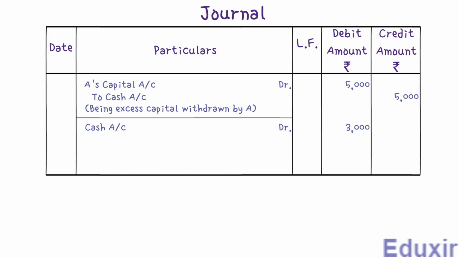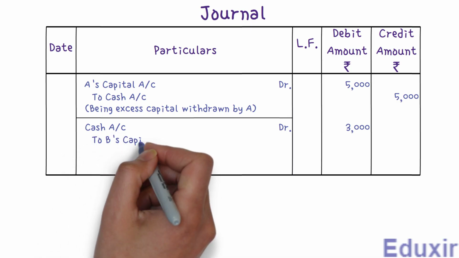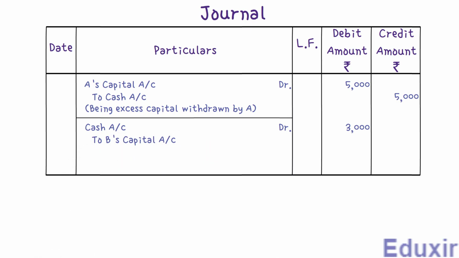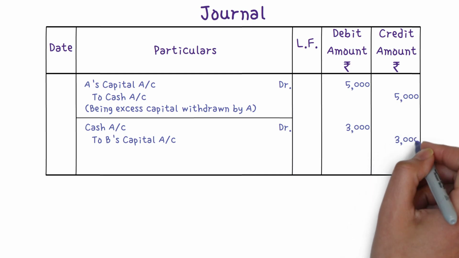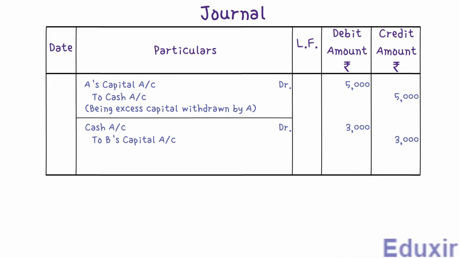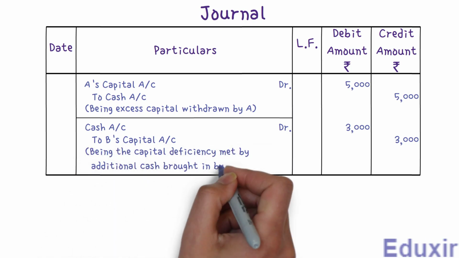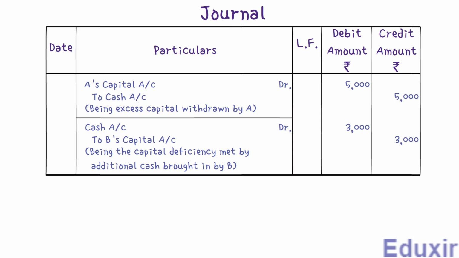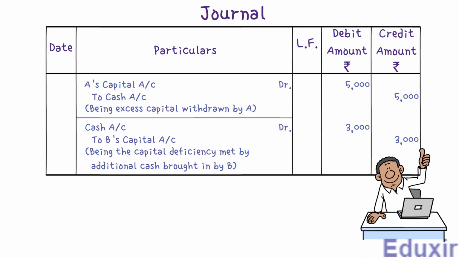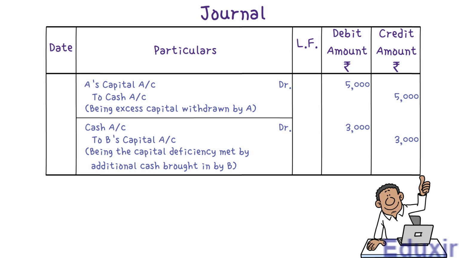Let us then write the partner B's capital account as the credit entry. Let us then write the credit amount of 3,000 rupees in the credit amount column. Let us then write the description or narration of this transaction as being the capital deficiency made by additional cash brought in by B. With that, we have completed the journalizing of these transactions. And with that, we come to the end of the solution to this problem.